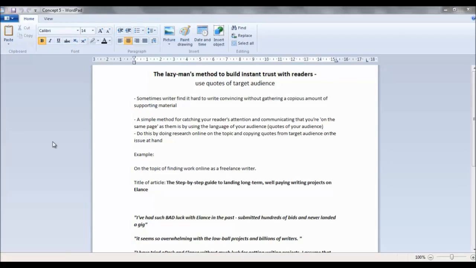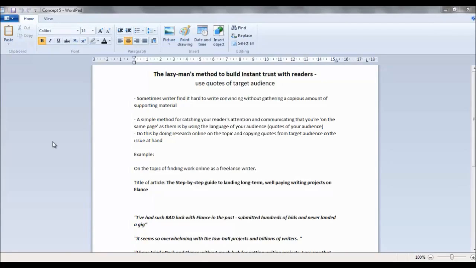Concept 5: the lazy man's method to build instant trust with readers. Use quotes of target audience. So sometimes writers find it hard to write something convincing without gathering a copious amount of supporting material. A simple method for catching your reader's attention and communicating that you're on the same page as them is by using the language of your audience, aka quotes of your audience. And you do this by doing the research on the topic up front and copying quotes from the target audience on the issue at hand.